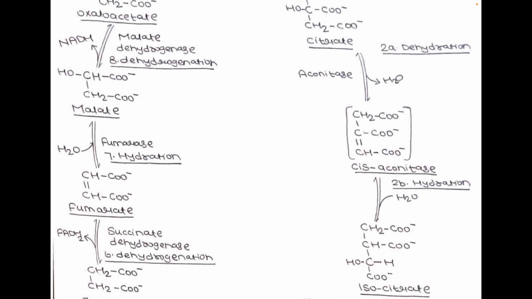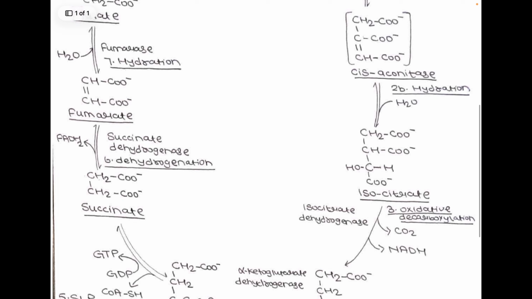Step 2b, hydration. Addition of water. Then aconitase adds a molecule of water back, but onto the adjacent carbon this time. The net effect is the hydroxyl group has effectively moved to the neighboring carbon. The structure we produce is isocitrate.